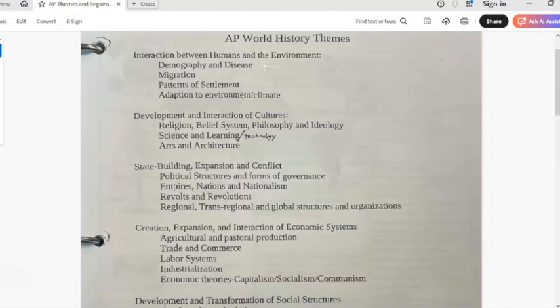The next one is the development and interactions of cultures. It's as easy as this: when AP asks about culture, think religion. Because if you talk about religion when they're asking about culture, you're guaranteed to get some points. And you see here, that's the very first thing they talk about: religion.